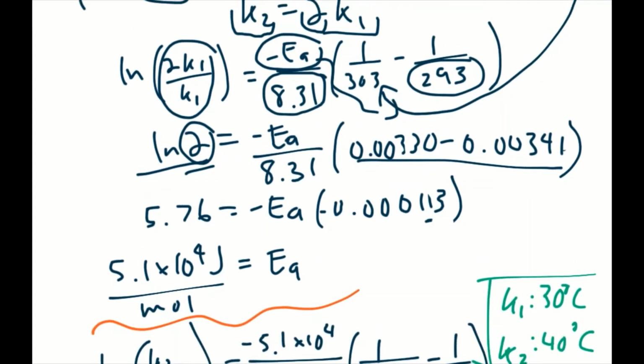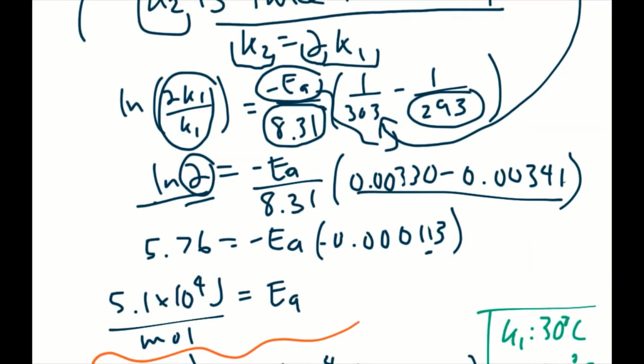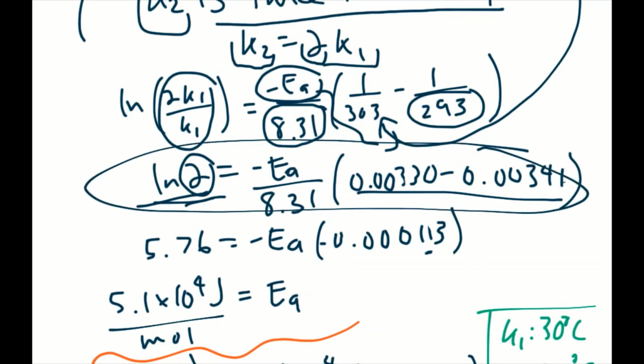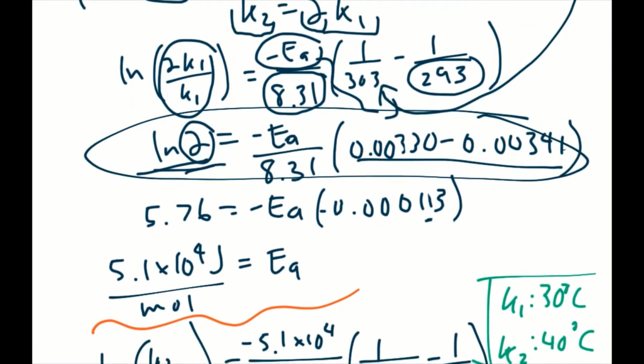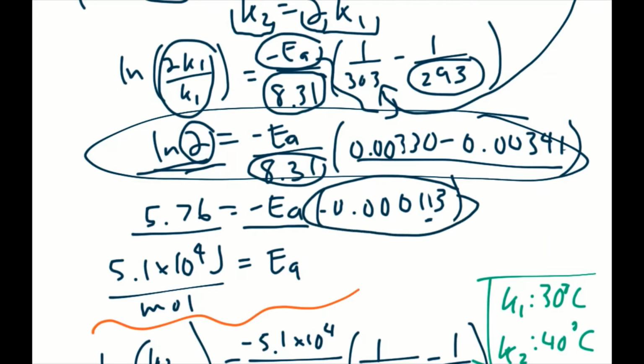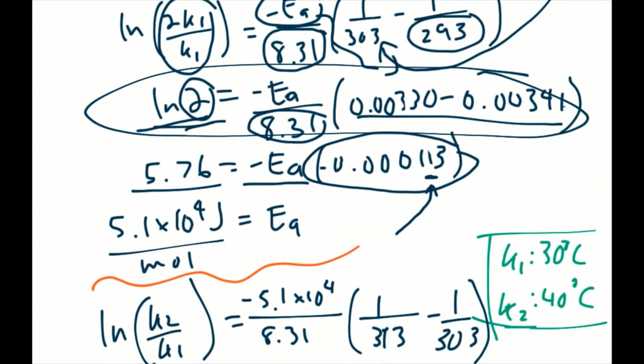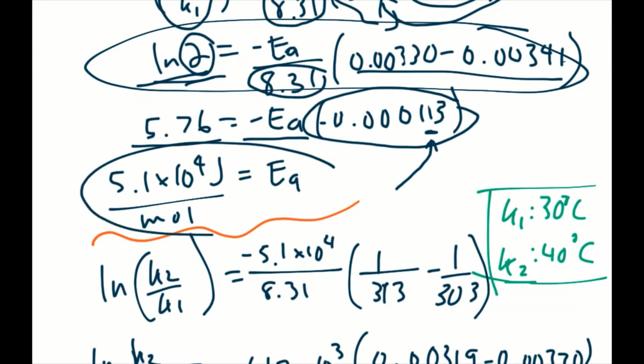So doing the math, I get that the ln of 2 is equal to all this, and then we do some more math. We multiply both sides by 8.31 to cancel this out. And on the left-hand side, we are left with 5.76 is equal to the negative of EA times negative 0.000113, and the underline there is to keep track of sig figs. And then doing the math, we get that EA is equal to 5.1 times 10 to the 4th joules per mole.